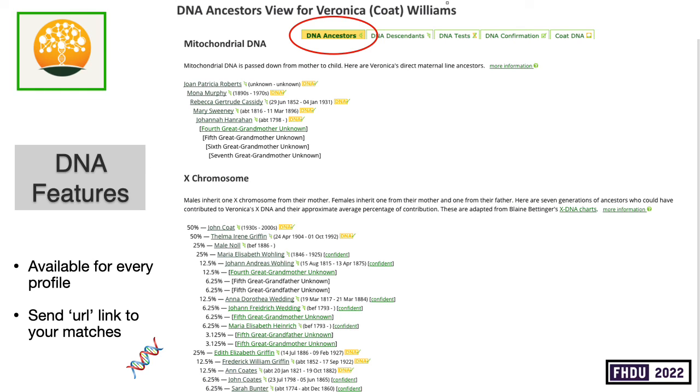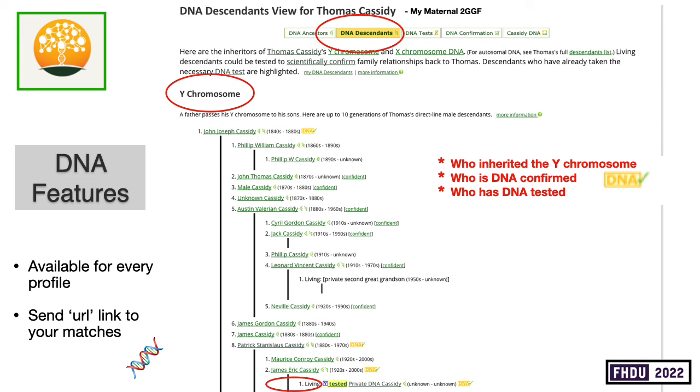The DNA Ancestor View is similar. You can see who is an ancestor of yours who has the same mitochondrial DNA or the X chromosome. For men, similarly, this is Thomas Cassidy, my second great-grandfather. So who are the descendants that inherited the Y chromosome? You might be able to find people to take tests for you if you're looking to validate something. You can see who's been DNA confirmed as well, which can be quite helpful.